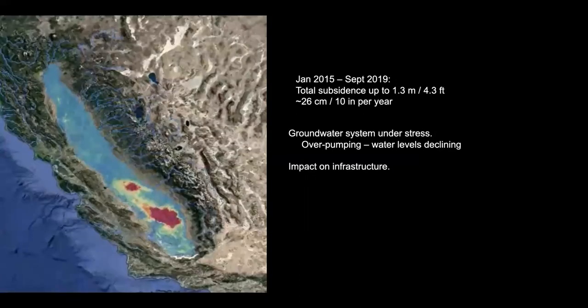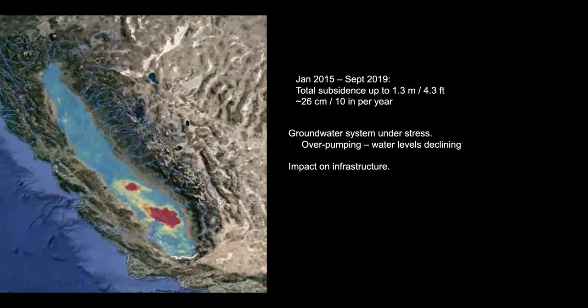This is showing what we can see in the San Joaquin Valley with these InSAR data. These are the Sentinel data, processed by Thierry Altamira. Between January 2015 and September 2019, the total subsidence was 1.3 meters. So the land is going down about 26 centimeters per year.